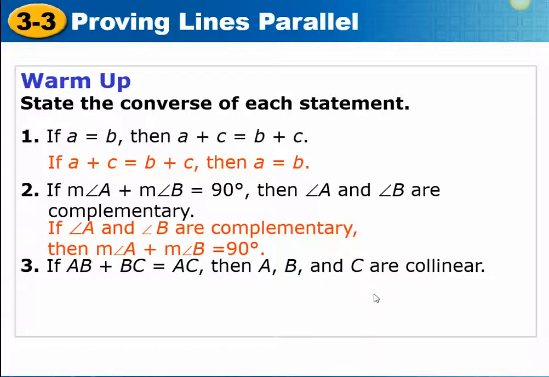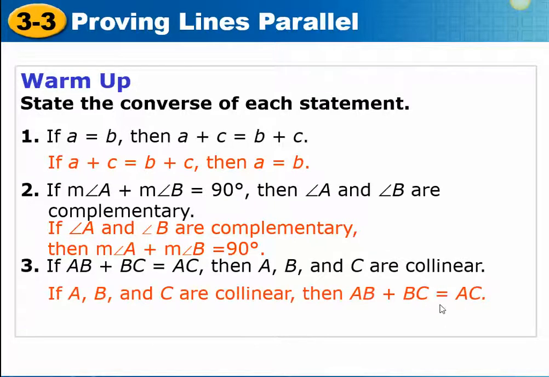And then number 3, if AB plus BC equals AC, then A, B, and C are all collinear. Remember, AB is the length of segment AB, BC is the length of segment BC, and so on. That's the segment addition postulate.